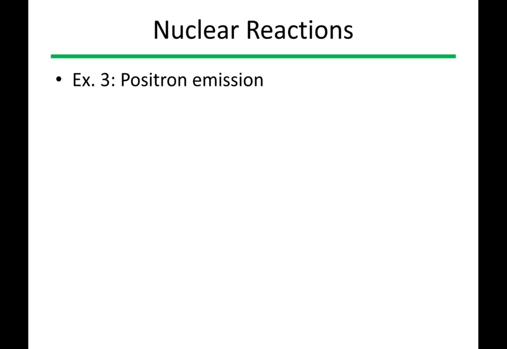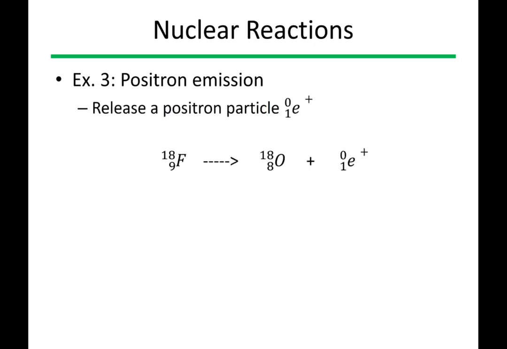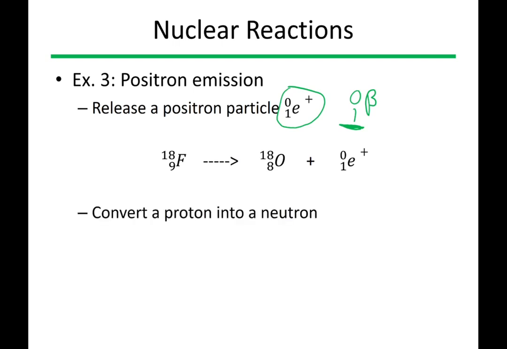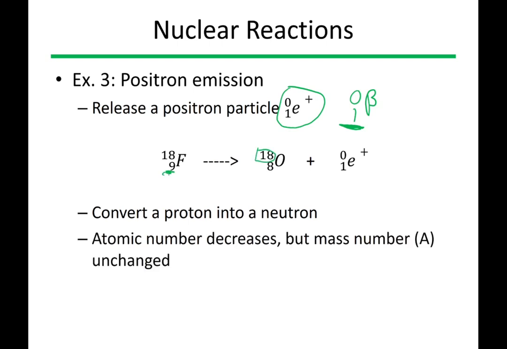The next reaction we'll talk about is positron emission. We're going to release a positron in this case. This is a particle that's very light, like an electron, but instead it has a positive charge. This can also be represented like this as a positron. Notice that it's very similar to the beta particle or electron, except here it is a 1 instead of a minus 1. And here we can think about this as being the conversion of a proton into a neutron. So the atomic number decreases as we convert this proton to a neutron, but the mass number will stay the same.